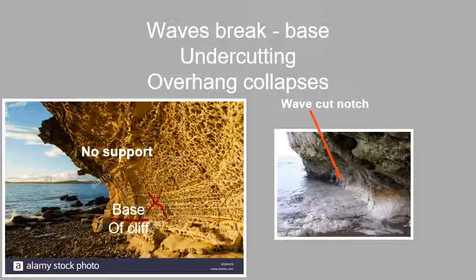This means that the rock lying above this, the overhang of the rock, has no support. Obviously, this will cause the overhanging rock at the top of the cliff to collapse.